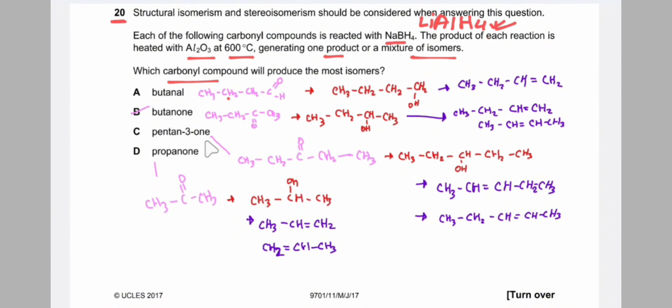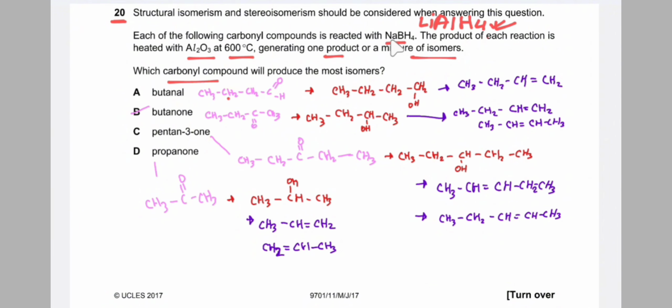Then pentanone, that means 5 carbon, and one means it is a ketone. So pentan-3-one: 1, 2, 3, pentan-3-one. Then propanone. Propanone means a 3 carbon ketone. So we have drawn the structures.